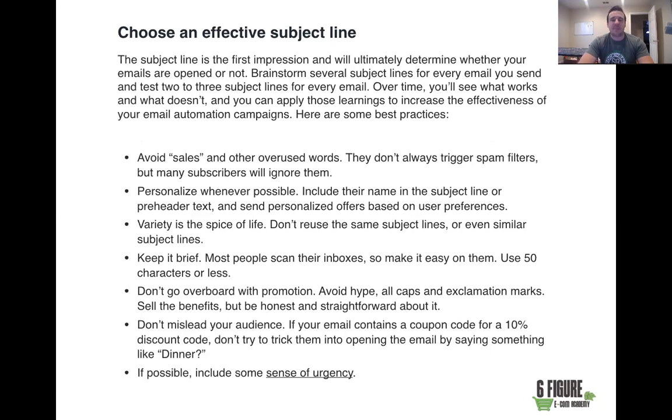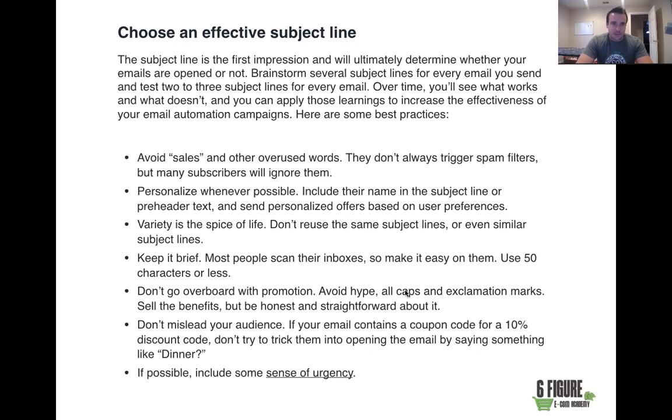Choosing an effective subject line. This is very important. The subject line is the first impression and will ultimately determine whether your emails are opened or not. So you want to have a very enticing subject line. Brainstorm different subject lines for every email you send. Test 2 or 3 subject lines for every email. You can do split testing. Over time, you're going to see what works and what doesn't. And then you can apply the learnings to increase the effectiveness of your email automation campaigns.